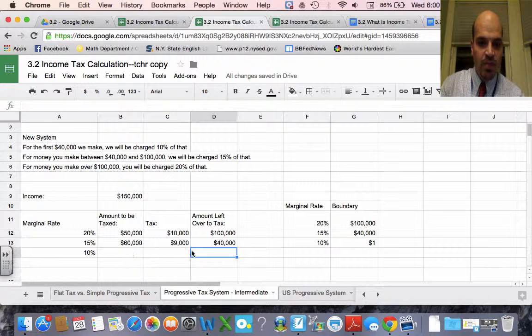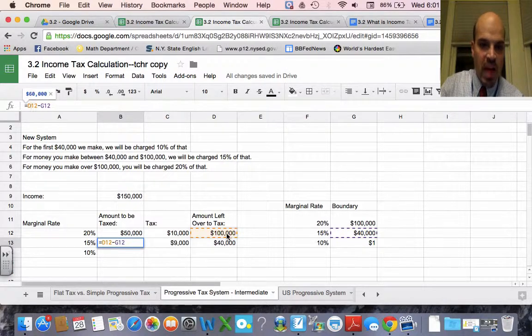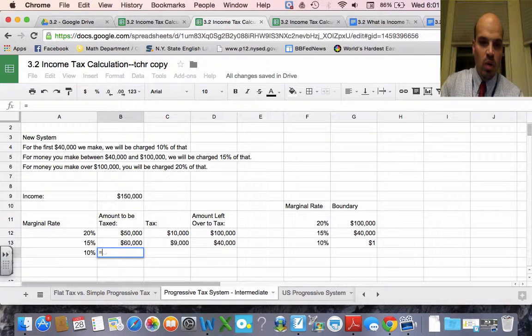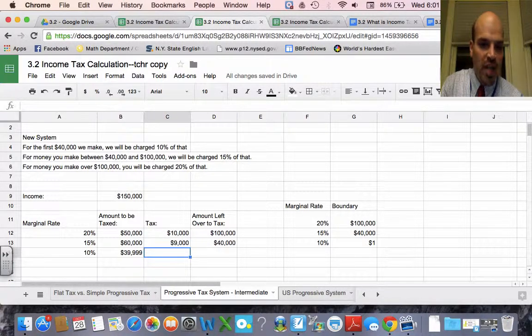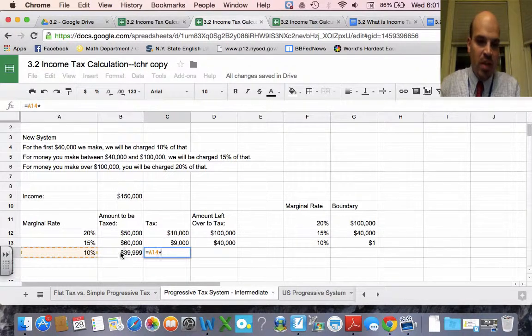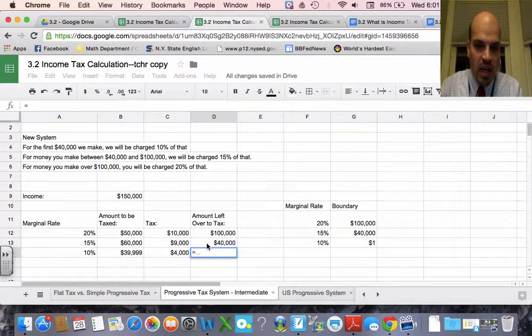So before, if we remember, I took D12, which was the amount that we had minus the boundary. So we'll do the same thing here. We're going to take 40,000 and subtract the boundary, which is 39,999. Fine enough. And then I have my tax and my amount left over to tax. So I'll do this one with you. I'm going to take my 10% times my $30,000. There's my tax, and my amount left over would be this number minus the amount taxed. We have $1 left over. Not a big deal. Okay?